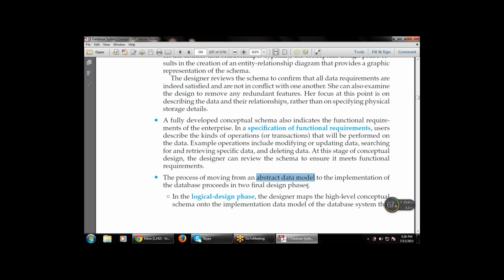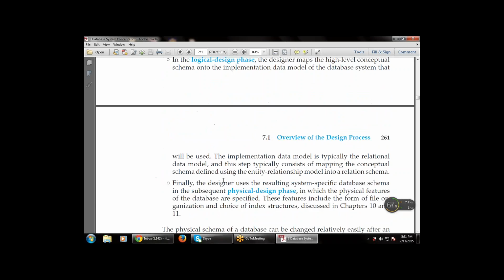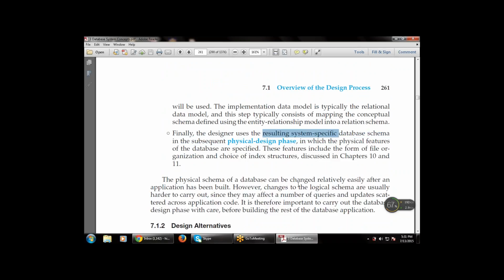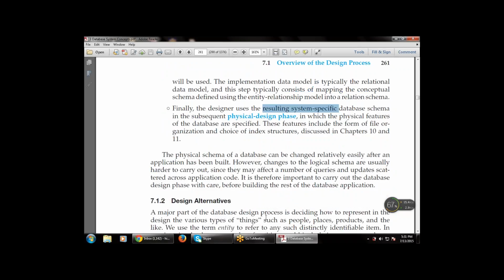One is the logical design phase. In that, the designer maps the high-level conceptual schema onto the implementation data model of the database schema or system that the system uses. Finally, the designer uses the resulting system-specific database schema in the subsequent physical design phase, that is the last phase. So the physical design of a database can be changed relatively more easily than after an application has been built. However, changes to the logical design are usually harder to carry out.